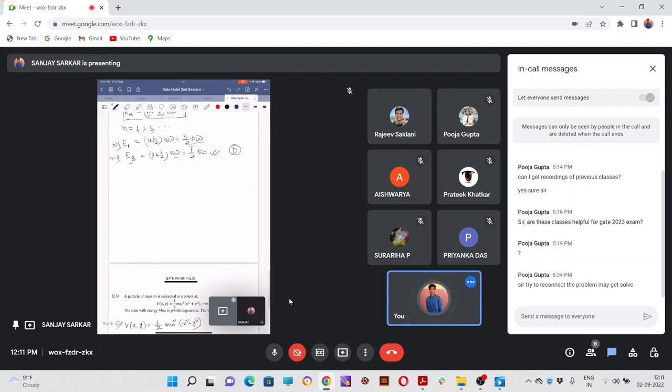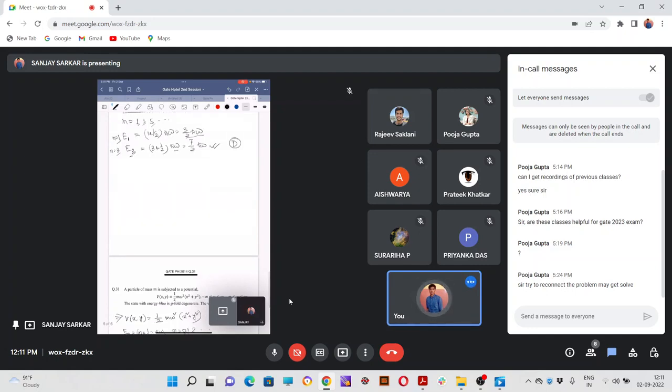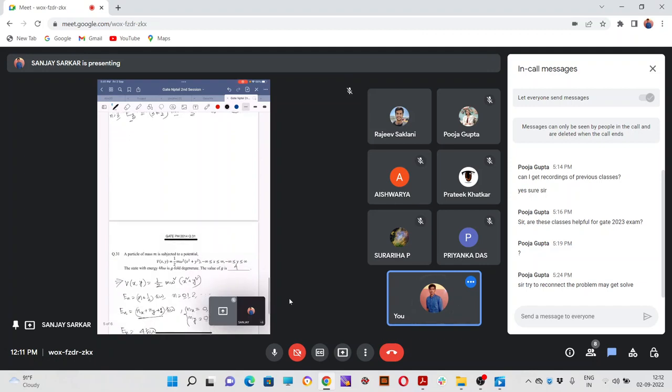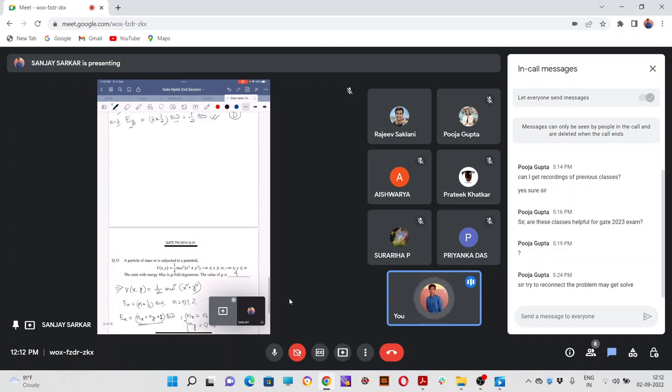Then I'll solve the next question, which is GATE Physics 2014 question 31. This is also about a harmonic oscillator potential, but this is not a 1D harmonic oscillator, this is a 2D harmonic oscillator. And for the 2D harmonic oscillator, let me first read the question.